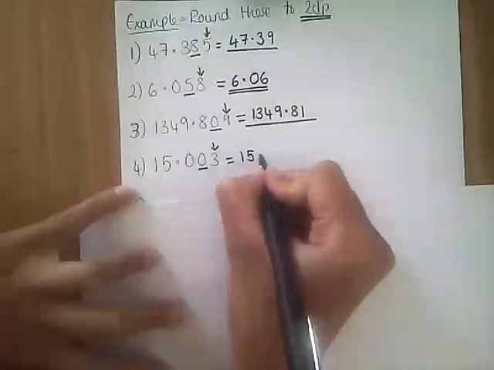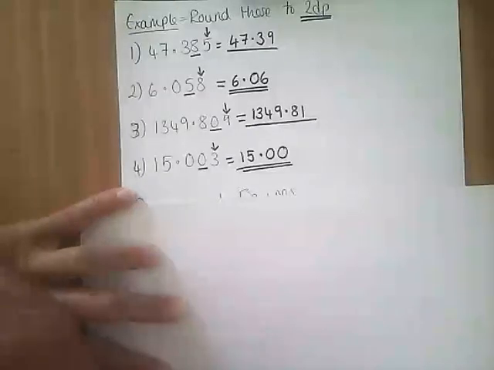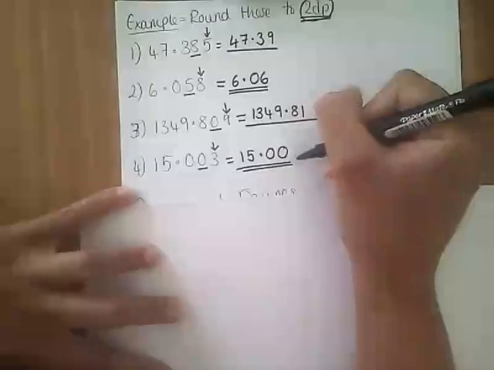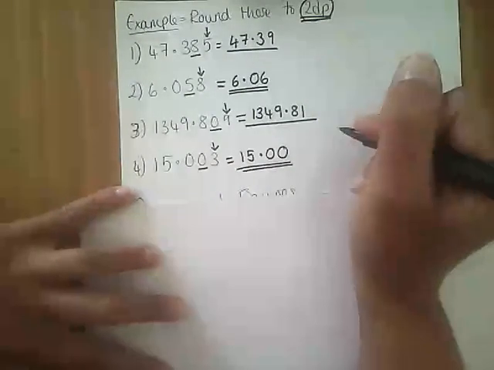And again, 15.00. We think, well, why wouldn't we just write 15? But the question asks, what is it to 2 decimal places? That is what it is to 2 decimal places. Check out the next video for significant figures.